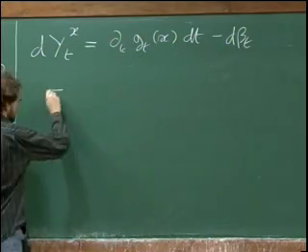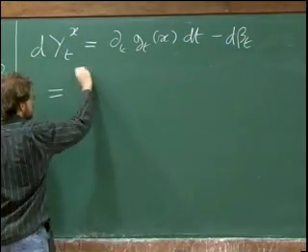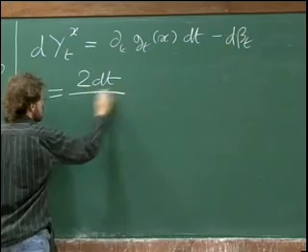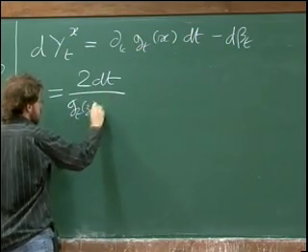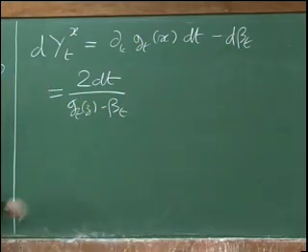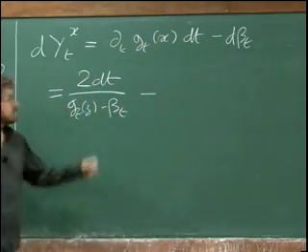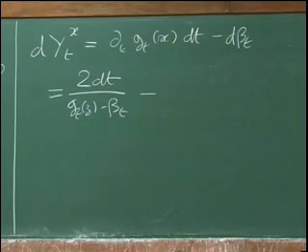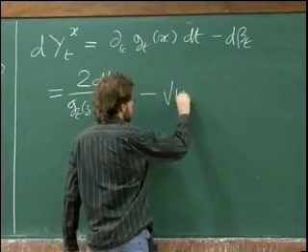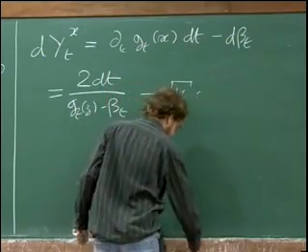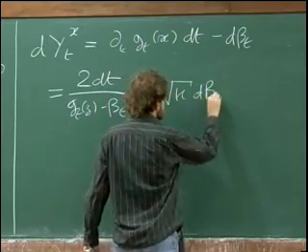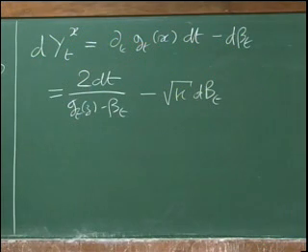So if you use Leibniz's equation, we find that this is equal to 2 dt over gt of x minus beta t. That's exactly Leibniz's equation. Minus, and beta, we know that beta is square root of kappa times Brownian motion. So this is square root of kappa dbt. Okay, there is even no Ito calculus here, it's just matching the terms.